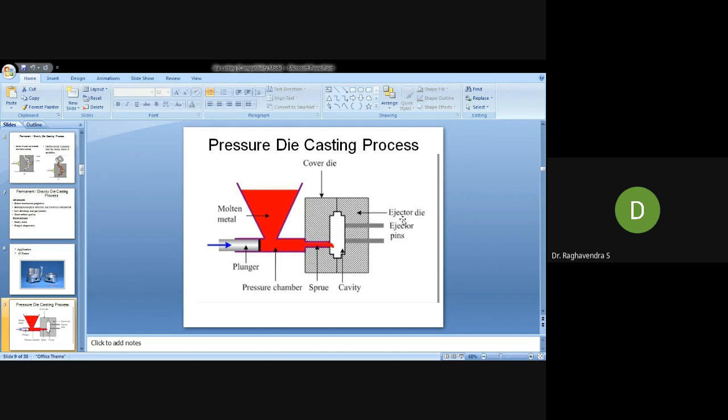After solidification, there is an ejector die. They will press this, it will open. Then they will remove this part. This is called pressure die casting.